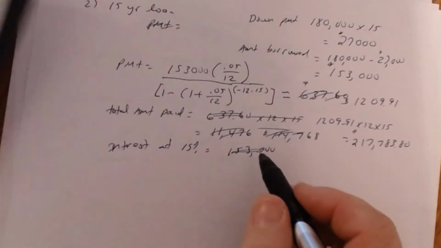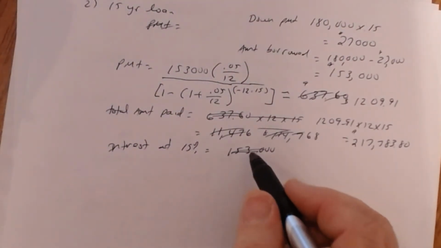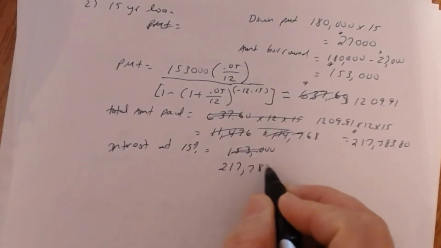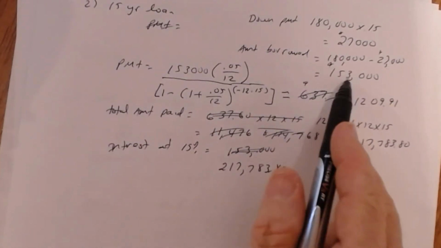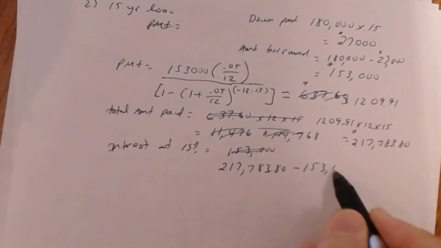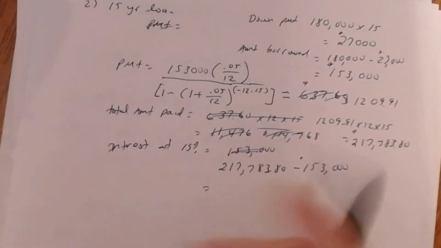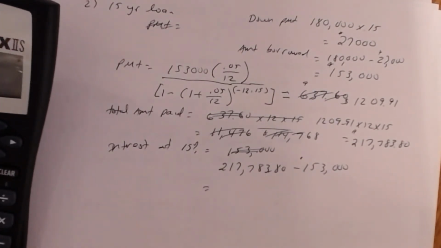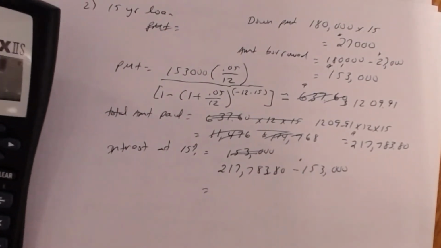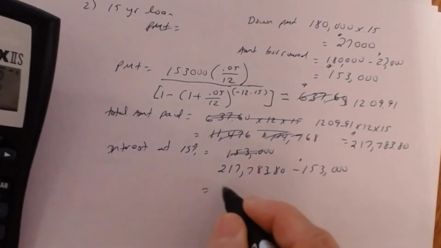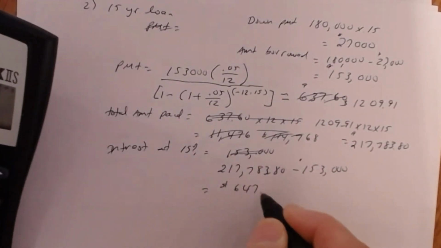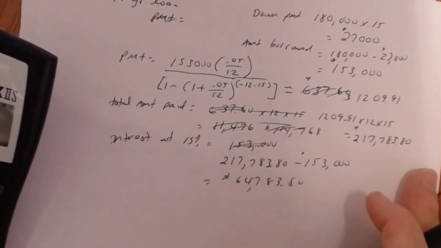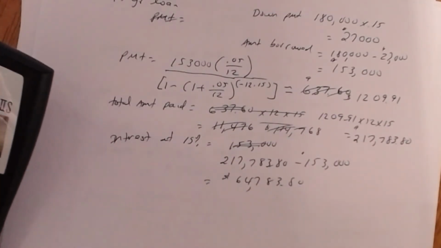All right, so the interest at 15% then will be this amount, $217,783.80, subtract the amount you borrowed, and we're going to get that interest to be 217,783.80 minus 153,000. So $64,783.80. So that's how much interest you would pay.